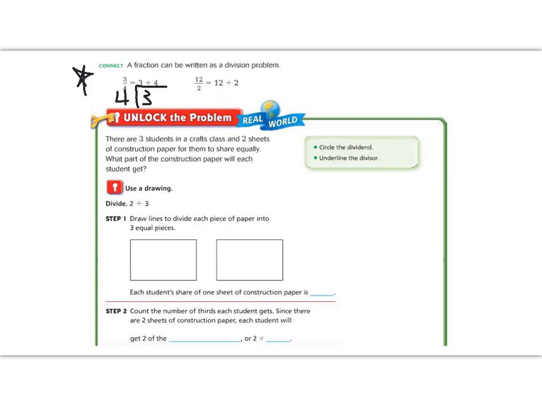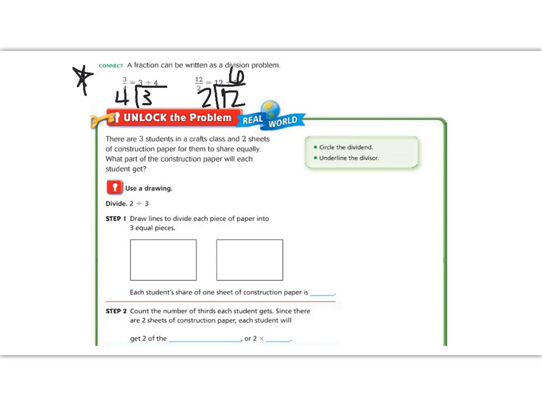Let's look at the second example. I have 12 pieces of 2. Now, this is an improper fraction, but it does make sense. I have 12 pieces of 2 would mean that I have 6 wholes, but that would look like 12 divided by 2, which would give me 6. So we're going to look at this relationship of division and fractions.